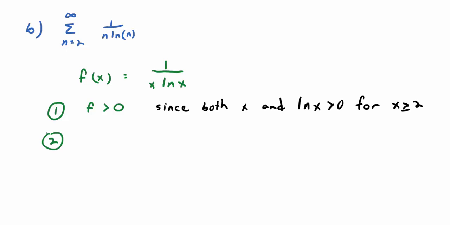x is a polynomial function. It's a monomial. The natural log of x is one of those transcendental functions you learn about. You know it's continuous. And we're taking the product of x and natural log of x, and then taking the reciprocal. The product of two continuous functions on the interval where x is greater than or equal to 2 is continuous. The reciprocal is going to be continuous as long as you don't get division by 0, and you won't. So it's clear f is continuous.